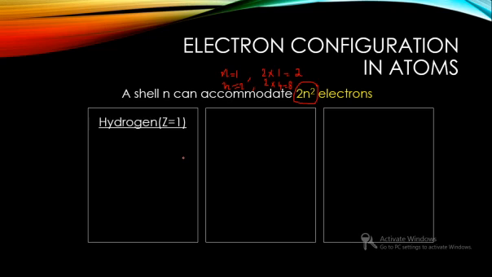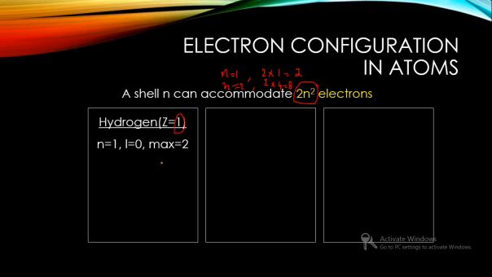So taking that point in mind, let us write down the electronic configuration in different atoms. Let us take the simplest one, hydrogen, and Z is given as 1. What do you mean by Z? It is the atomic number. And what does atomic number mean? It is the number of electrons in an atom. For hydrogen, the number of electrons is 1. Okay, so we need to represent 1 electron among the orbits.